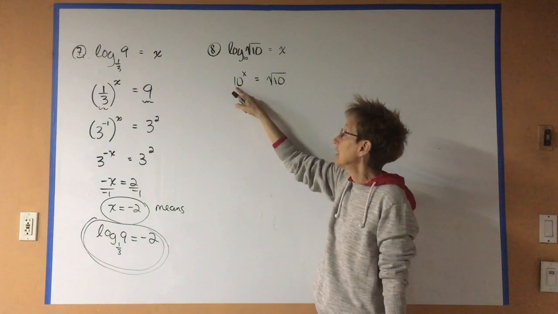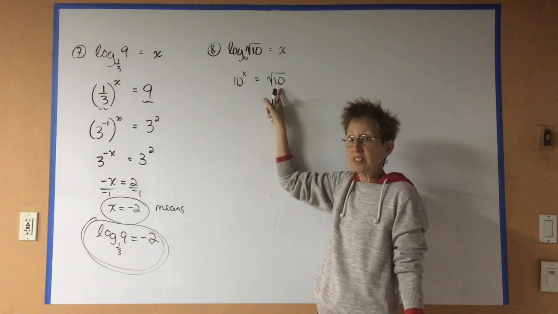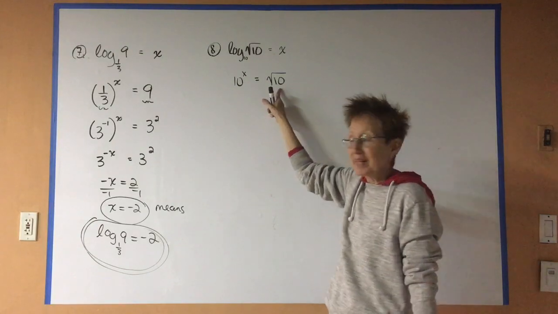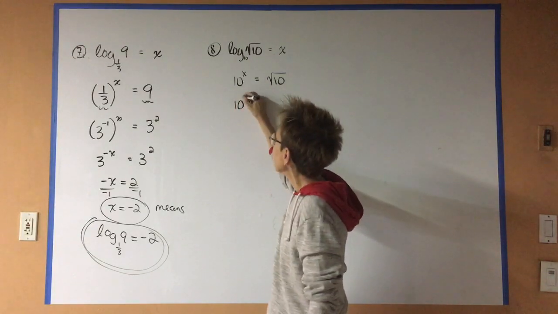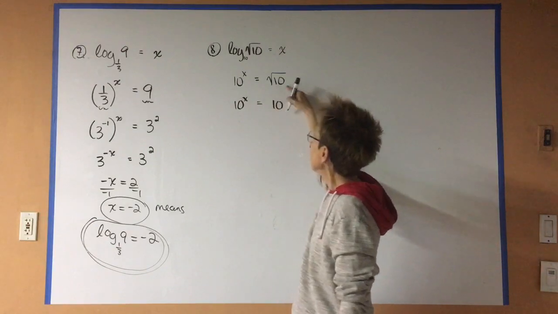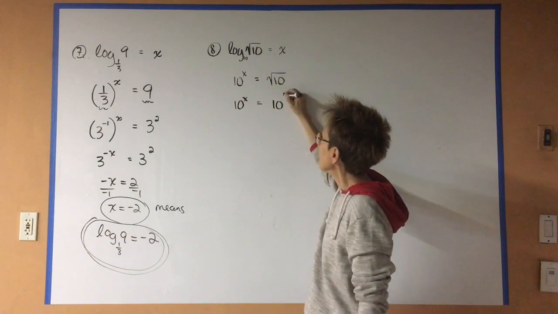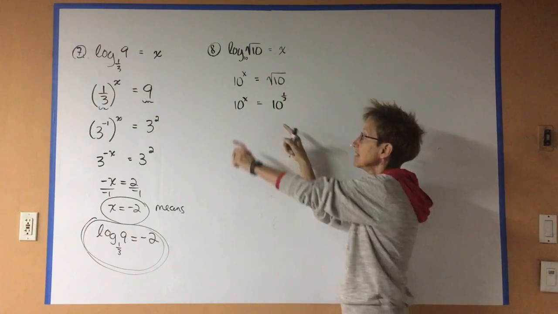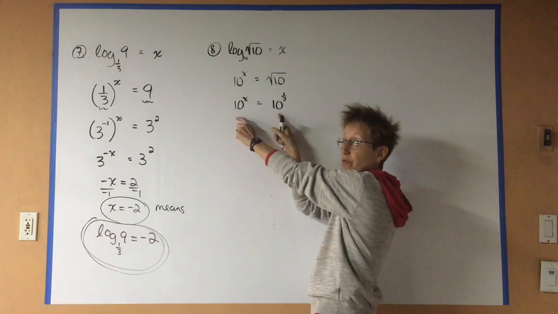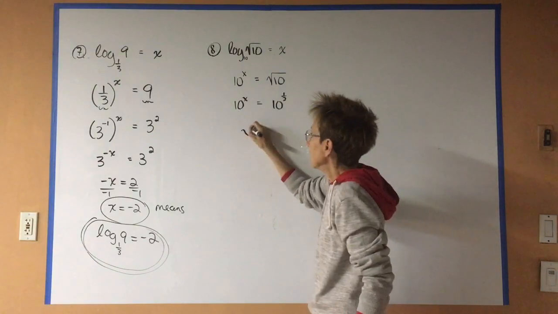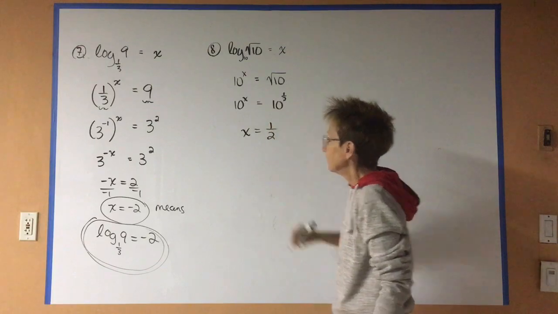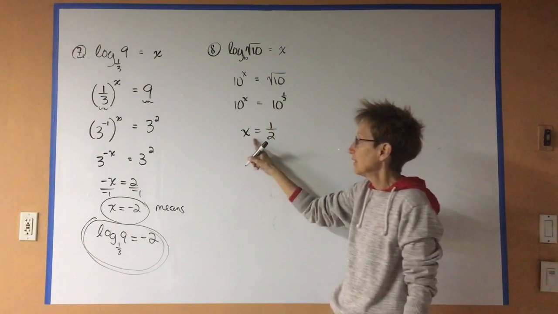This is a base of 10. Can I turn this into 10 to a power? I think so. This says 10 to the x. This is 10 to the what power? 1/2, 1/2. Same bases, equal, drop the base, equate the powers. X equals 1/2. It's already solved.